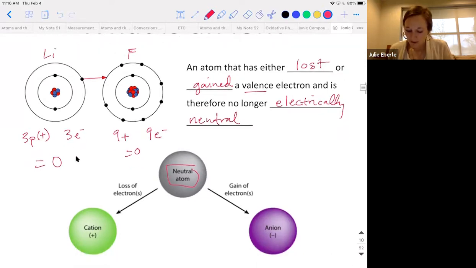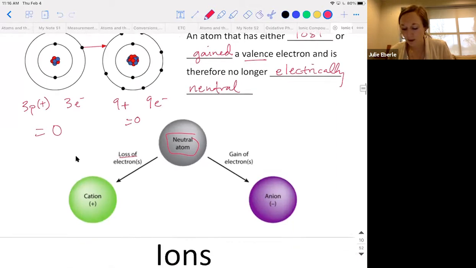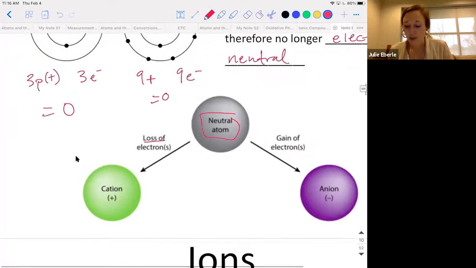Now, let's walk through what's happening with lithium. It is losing, it's giving away an electron. And when it does so, what happens to that charge balance? Well, it changes. We still have 3 plus charges, 3 protons, but now we only have 2 electrons. So the charge balance, a +3 and a -2, adds up to a +1.